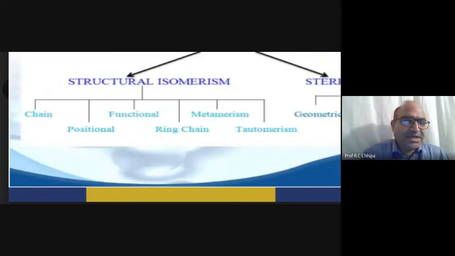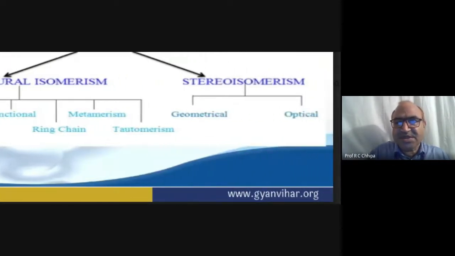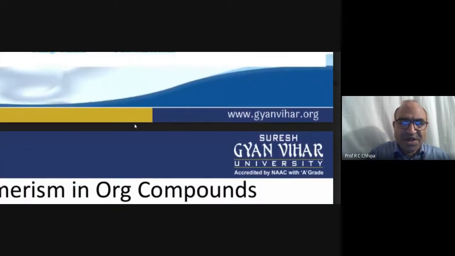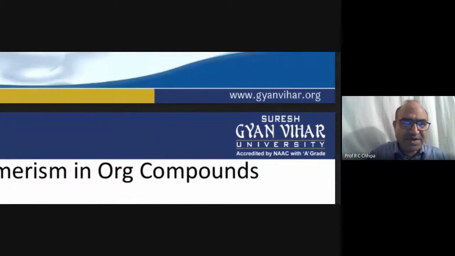The first one is the chain isomers. Second is the positional, and third is the functional, where the functional groups differ but the molecular formula is the same. Then ring chain, where the ring modifies the structure, then metamerism, and finally tautomerism. In the case of stereoisomers, there is the geometrical way and then the optical way. So the different isomers we have already discussed.